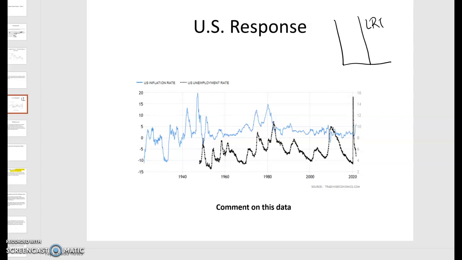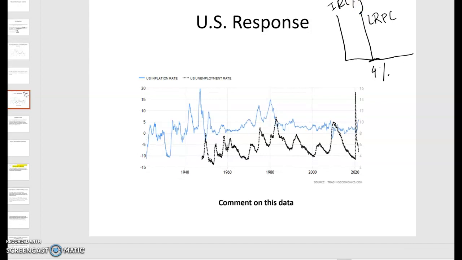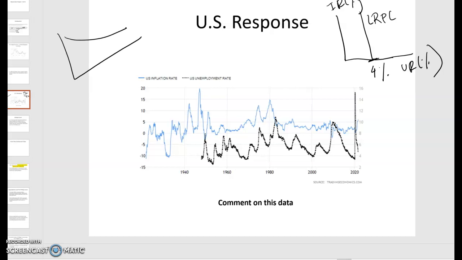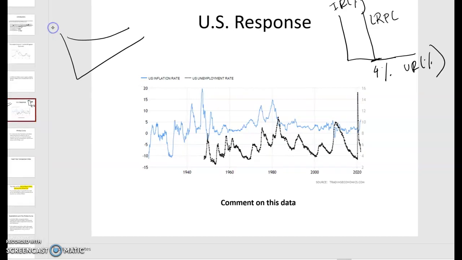So this is the long run Phillips curve. According to them, this is the natural rate of unemployment. This is going to stay the same even though inflation rate can go up or down, unlike the short run Phillips curve, which shows an inverse relation between inflation rate and the unemployment rate.